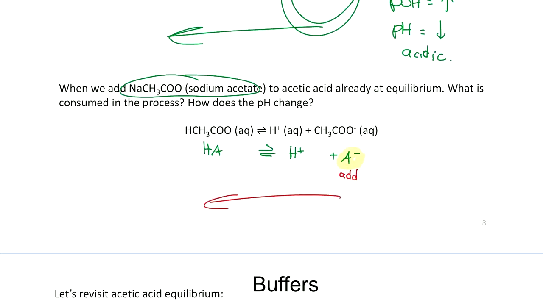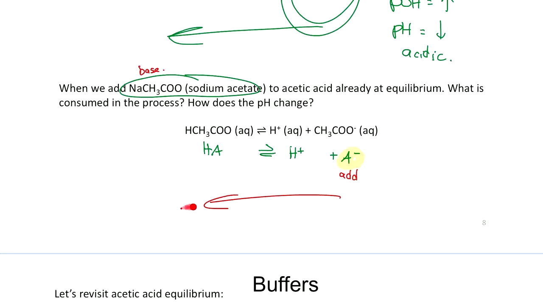Perfect. But let's think about this in chapter 16. You add sodium acetate to water. Sodium acetate's a what? Base. So the solution should become more basic. Yes, this is a base. Our pH should become more basic. Let's see if that happens. So we add A-.